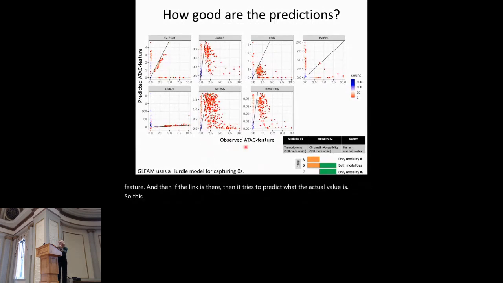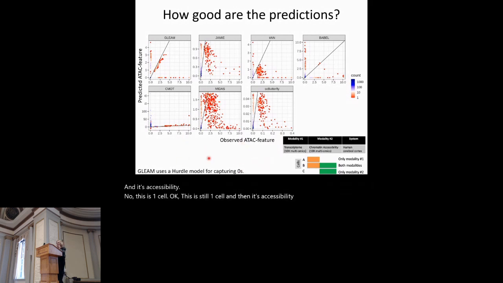So this is one peak, one genomic region, and its accessibility. Oh no, this is one cell. Okay, this is still one cell, and then its accessibility across all the peaks. And then we again see methods struggle with the zeros. CMODs, developed by my colleague Daifan's group, actually does pretty well because it really focuses on integration, and the prediction relies on KNN, as far as I can understand.